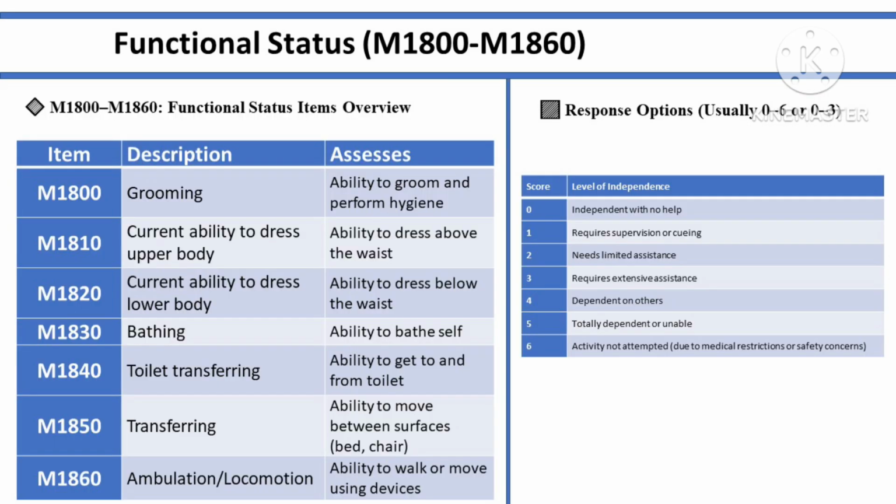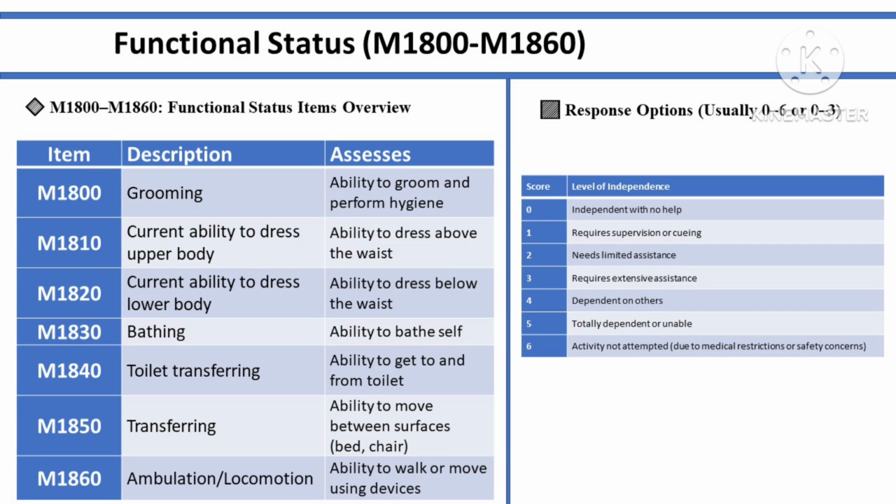M1800 section is for grooming activity. It is the ability to groom and perform hygiene. M1810 section is for current ability to dress upper body. It means ability to dress above the waist. M1820 section is for current ability to dress lower body. It means ability to dress below the waist. M1830 section is dedicated to bathing. It means ability to bathe self.